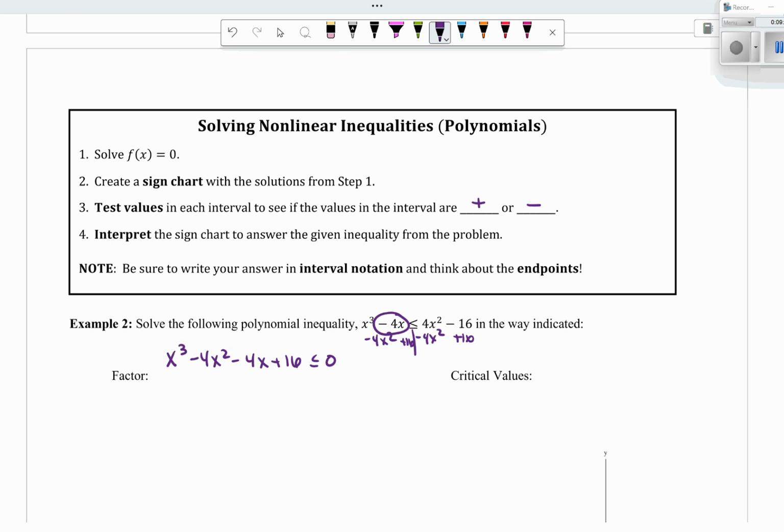So the next step is to find the zeros. So we're going to have to factor this. We can do factor by grouping. So then that becomes x squared times x minus 4. And over here we can take out negative 4, and that becomes x minus 4. And then factor by grouping, we group the first two terms and the other two terms together. And then x squared minus 4 is the difference of two squares, so that becomes x plus 2 times x minus 2 times x minus 4, which is less than or equal to 0.